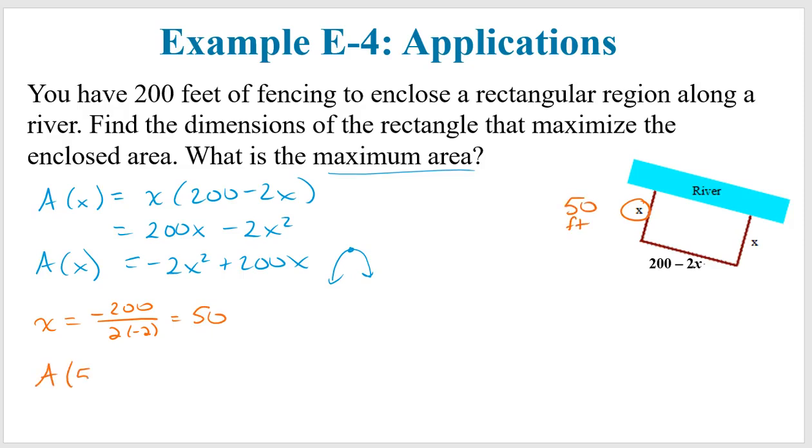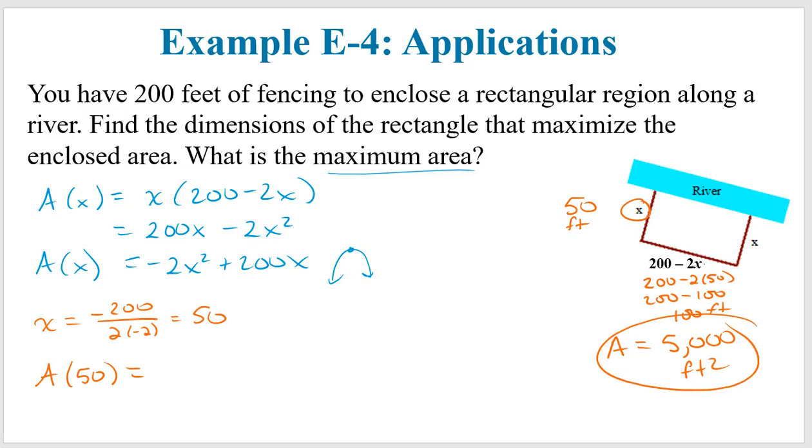Either way, you can plug that 50 into your area function to find your area, or you can plug it in here and find the length of your rectangle. That will be 200 minus 100, which is 100 feet, and then just multiply those two. So your area will be 5,000 square feet. If you plug it into your area formula, you will also get the same result. So it doesn't matter which way you do it, you will get 5,000 square feet.